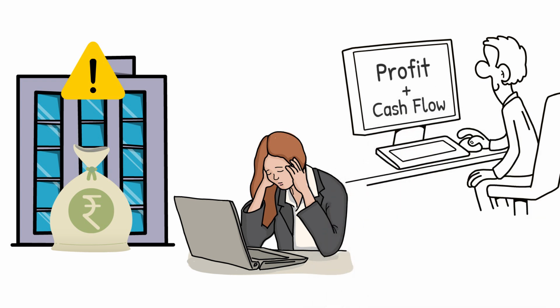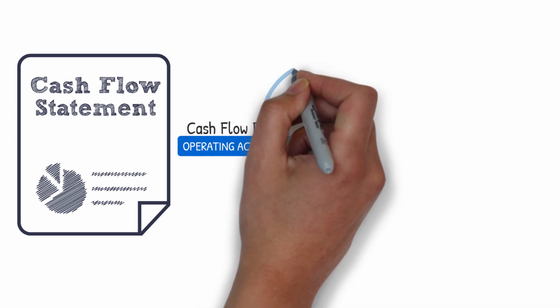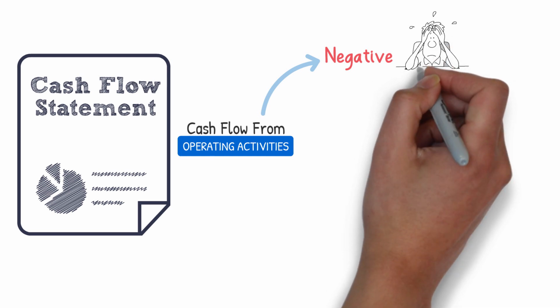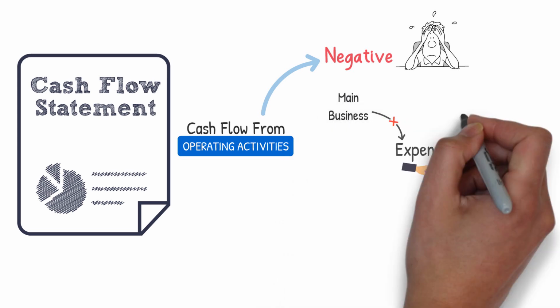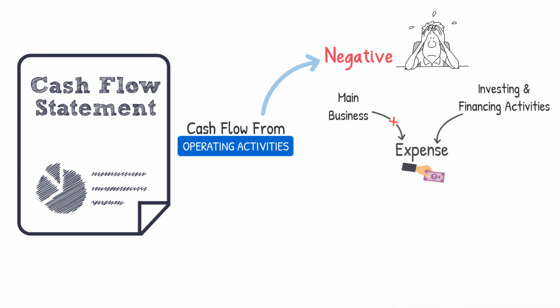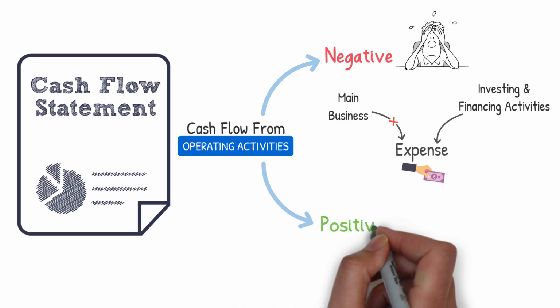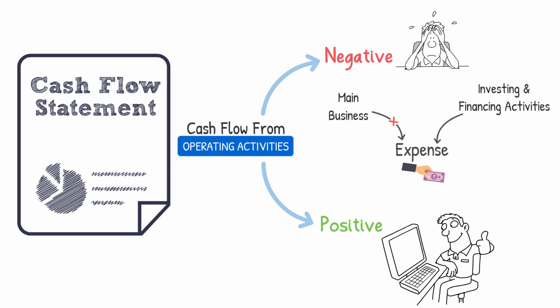The most important part of the cash flow statement is the cash flow from operating activities. If a company's cash flow from operating activities is negative, it indicates a significant problem in its business. Negative operating cash flow means that the company is unable to cover its expenses from its main business. In such cases, the company has to bring in cash from its investing and financing activities to pay for its expenses. On the other hand, if a company's cash flow from operating activities is positive and continuously increasing, it is considered very good for the company.